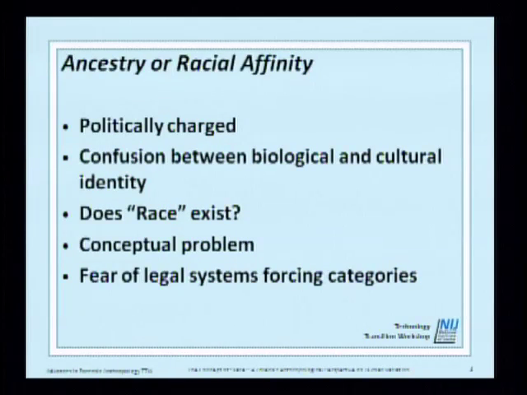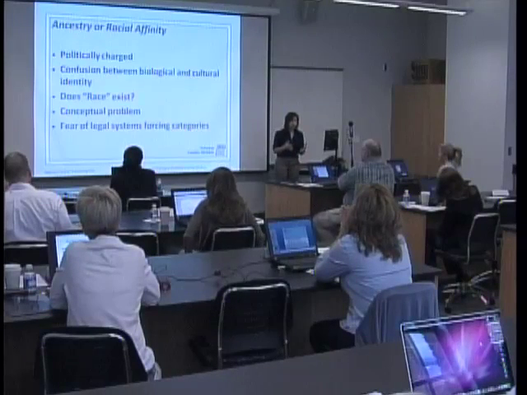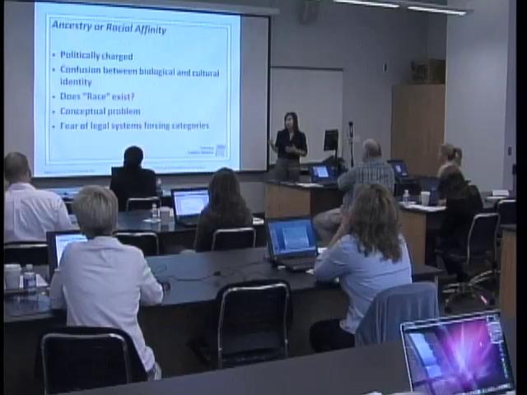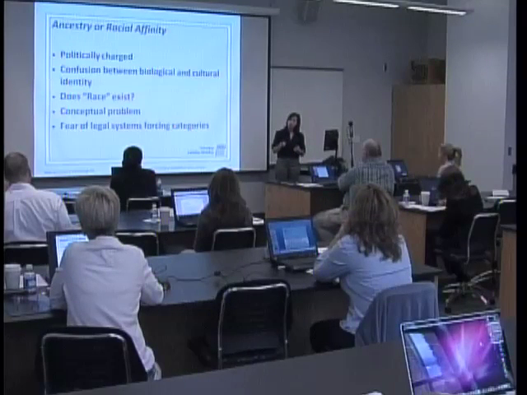All right, so ancestry or racial affinity has been historically politically charged. There's a lot of confusion still whether you're dealing with cultural or biological identity, and sometimes those get mixed in, even in our census, as I will talk about a little bit later. All those cultural constructs get mixed in with the biological constructs, and then we're not really sure what we're dealing with at that point, and it's important to be able to tease those things out.